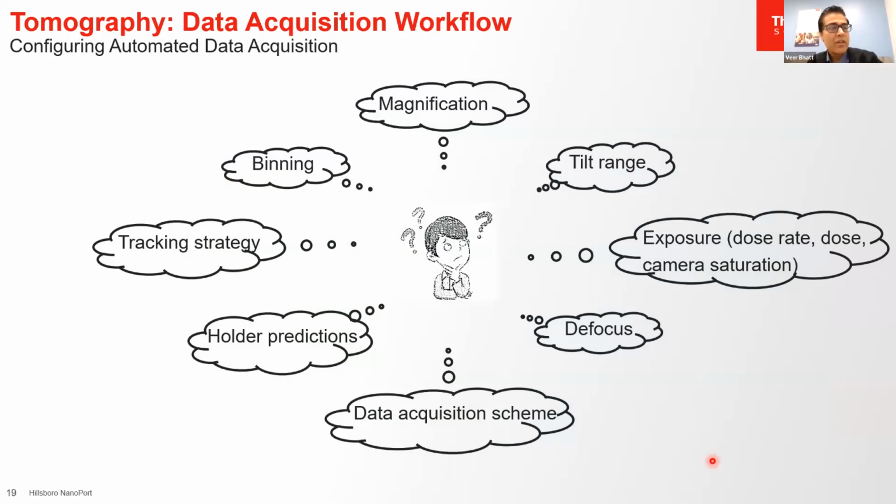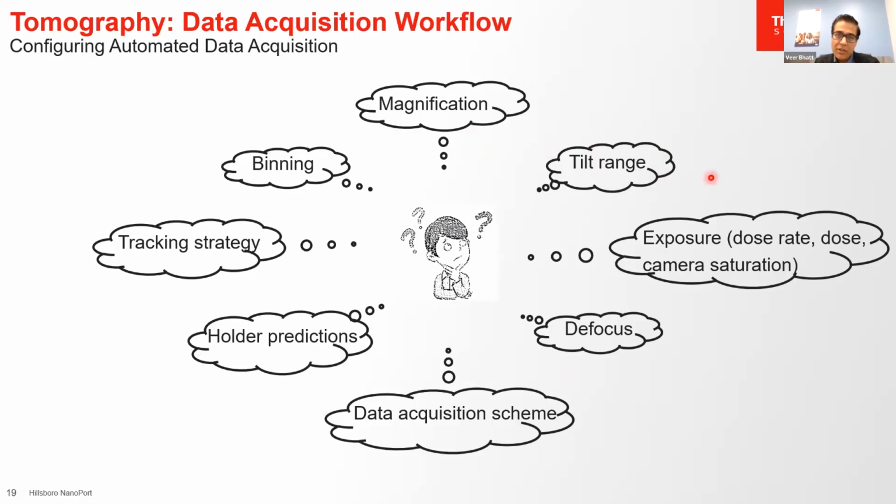Now, what are the different parameters that go into thinking and deciding how I should optimize my acquisition so that I get the best possible reconstruction? The first important parameter is, of course, magnification, because this is where you decide how the features that you are looking for in your region of interest are going to look visually. It also limits your resolution by Nyquist theorem.